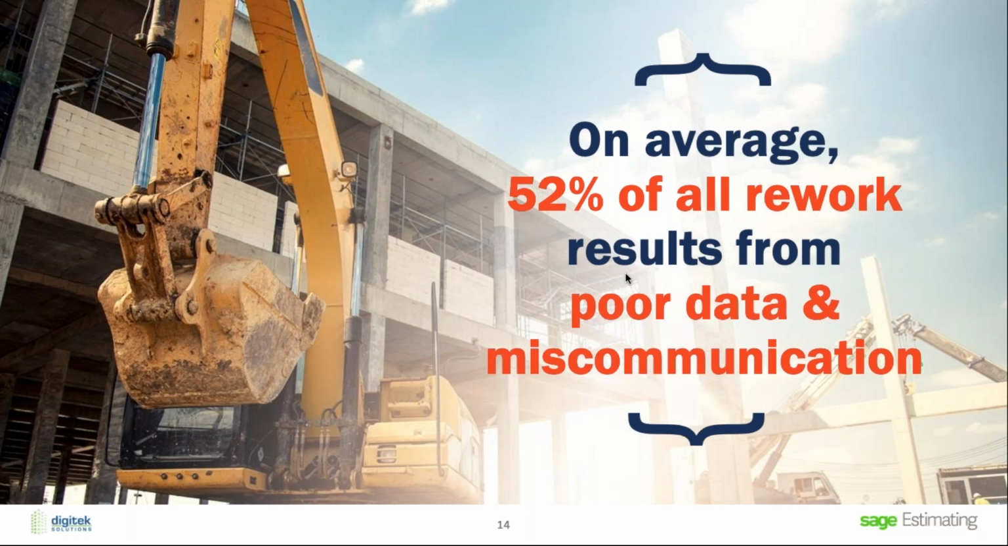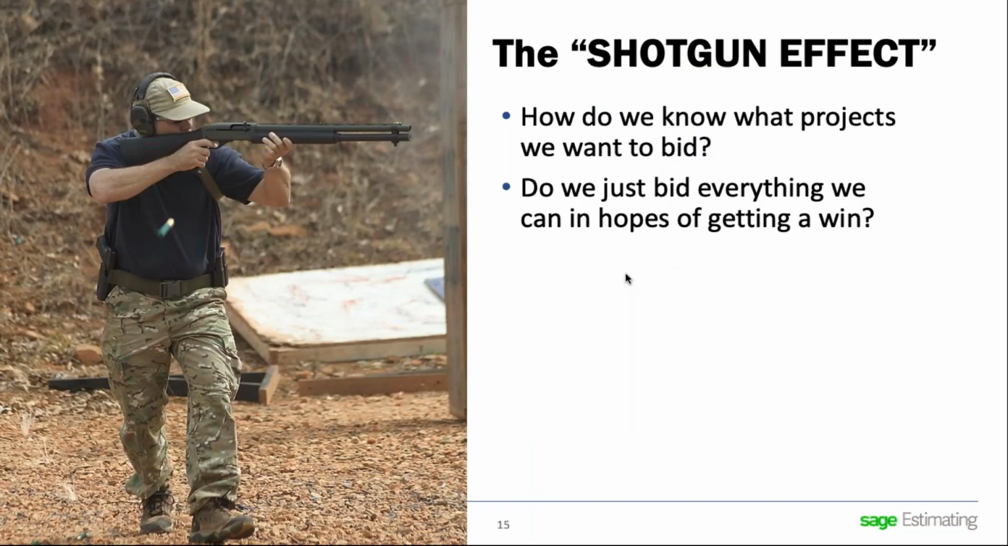And so when we take that into the estimating world, this is what I want to address: we have this shotgun effect, this mentality where if I just bid a whole bunch of jobs, I'm going to eventually get one. And we have to get away from that mentality. We have to separate ourselves from the competition, because if everybody's out there bidding everything they can, just hoping they're low to get the job, not only are we not making as much money as we can, but our competition isn't either, right? So we need to know what projects we want to bid, and we shouldn't just bid everything in hopes of getting a win.